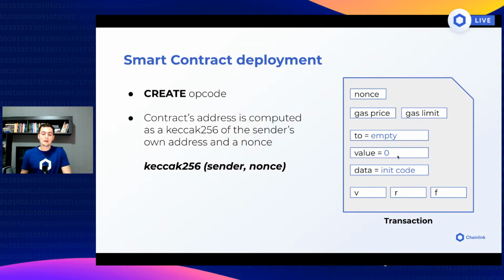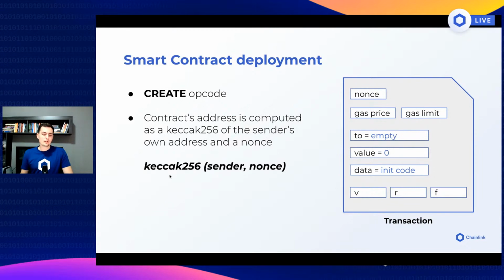So this is empty. Value is usually 0, except if you have a payable constructor and you specifically need to use msg.value inside your constructor. In that case, this value won't be 0, it will be whatever number it is. And data, in the data field, as you saw on Etherscan previously during this workshop, is the init code for smart contract deployment.